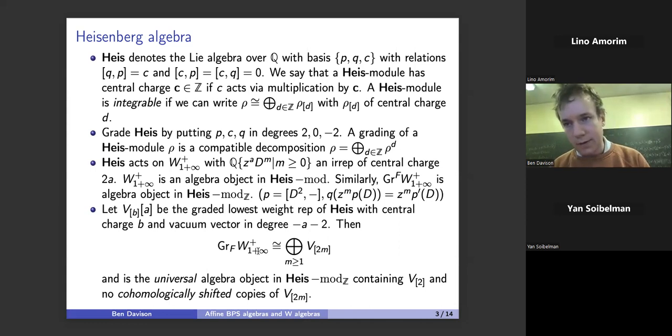So it's universal in the sense that if I have any Lie algebra object in the category of graded modules over the Heisenberg algebra that happens to contain V2 and doesn't contain any shifted copies of V2Ms, then I have a unique morphism from this associated graded into that module that takes the copy of V2 sitting inside of here to the copy of V2 that I've already identified. So it satisfies a universal property in the usual category theoretic sense. Okay, so that's just a lot of algebra.